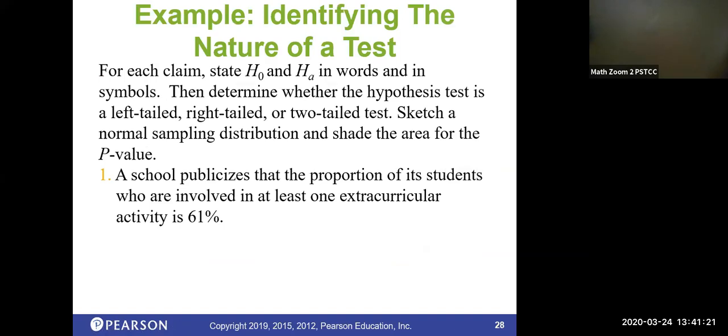So let's look at the examples we did earlier and determine what type of test it's going to be. Here we're revisiting the school that publicizes that the proportion is 61%.